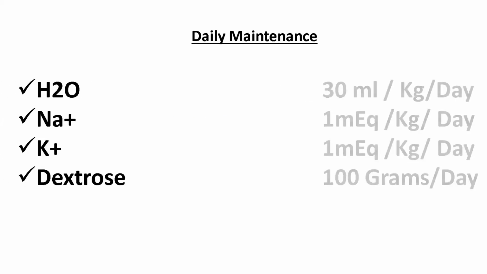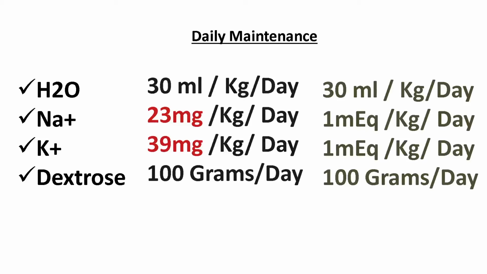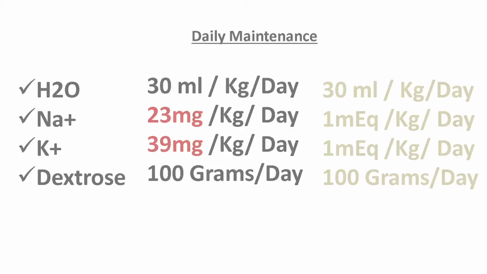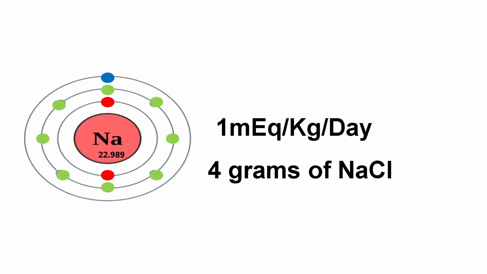So, the daily maintenance summary can be updated in this way. 30 ml water per kg per day, 23 milligram per kg per day for sodium, potassium is 39 milligram per kg per day, and dextrose 100 grams per day. 1 milliequivalent per kg per day of sodium is needed, and that is served by 4 grams of sodium chloride.